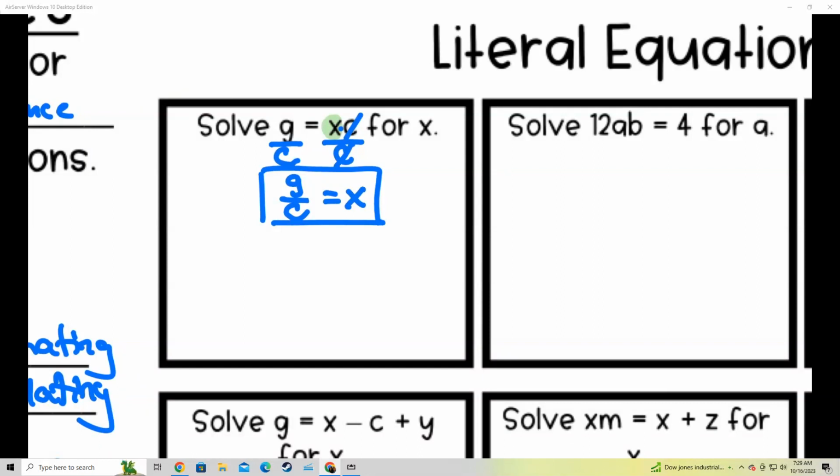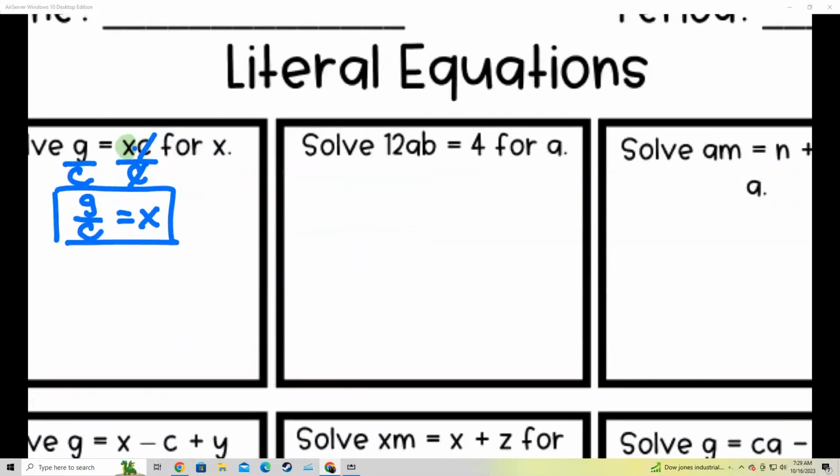All right, let's take a look at another one. This one says solve 12ab equal to 4 for the letter A. Here is my letter A. There is a couple of things happening with this letter A. First, it's being multiplied by 12, and it's being multiplied by B. Notice that I'm putting those imaginary dots. So I'm multiplying by 12 and by B. I'm multiplying by 12b. How do I get rid of multiplying by 12b? I got to do the opposite. The opposite of multiplying by 12b is dividing by 12b.